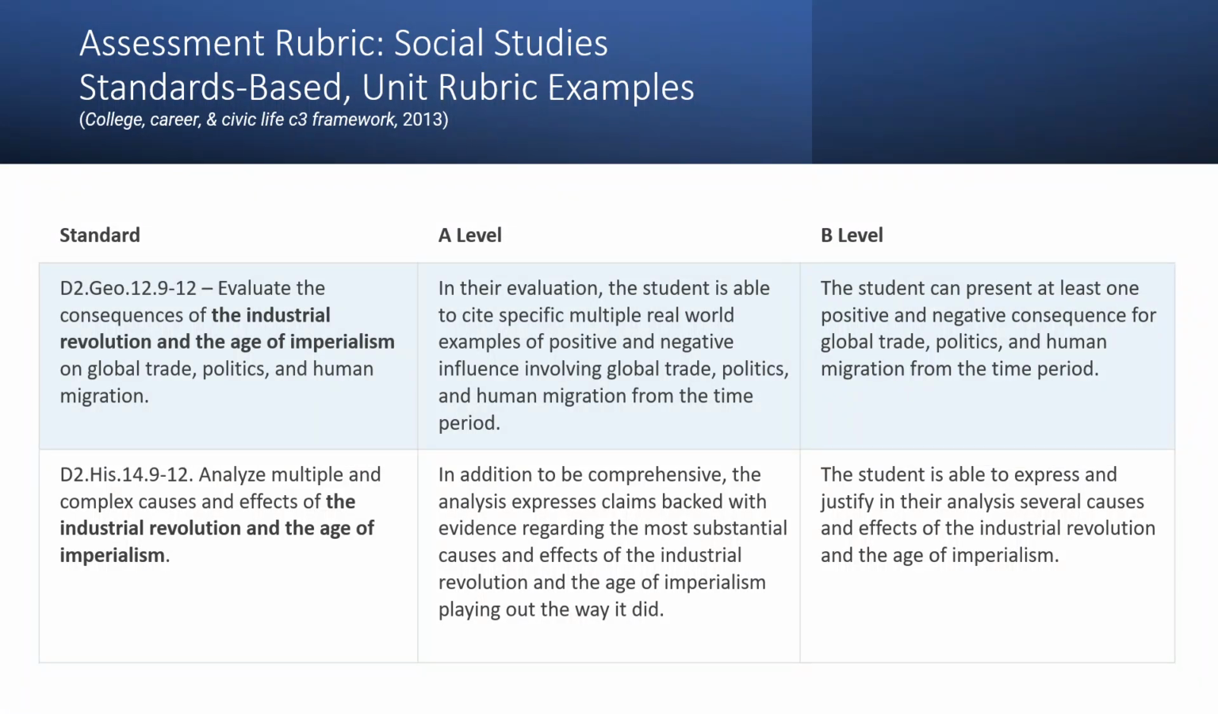So a B level for the top one: evaluate the consequences of the Industrial Revolution and the Age of Imperialism on global trade, politics, and human migration. If they can come up with at least one general positive and negative consequence for each of those things, that's a B. For an A, be specific. Take a look at different places in the world and look at positive and negative influences of industrialization and the age of imperialism and be able to document it with evidence and logic. I mean, that's sort of pushing it to the next level. Anyway, the criteria you could decide as a team as to how it meets that standard. But this is what I would do. And yeah, I think it's a good way to go.